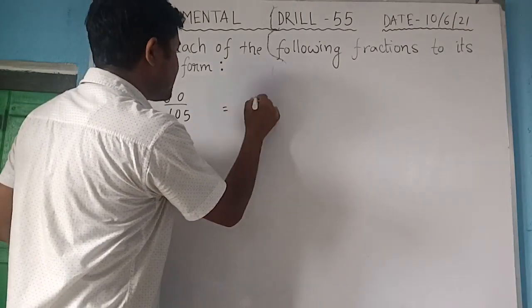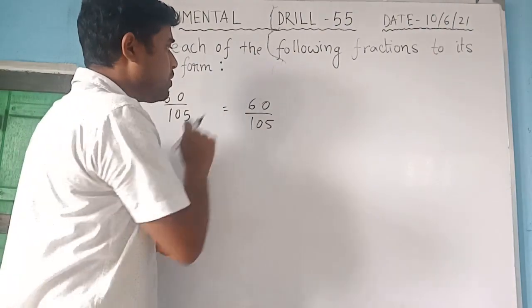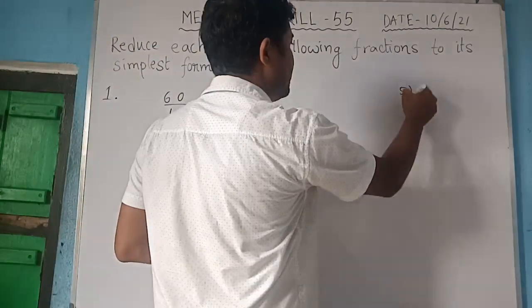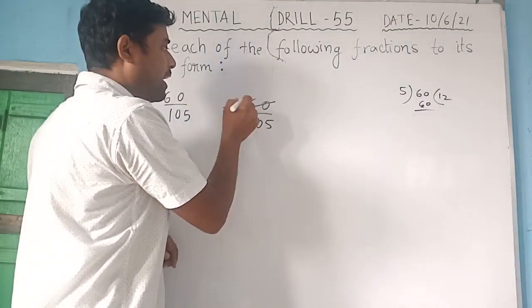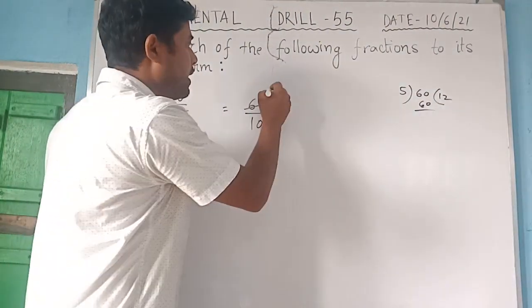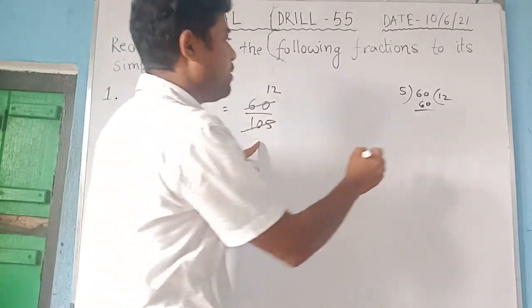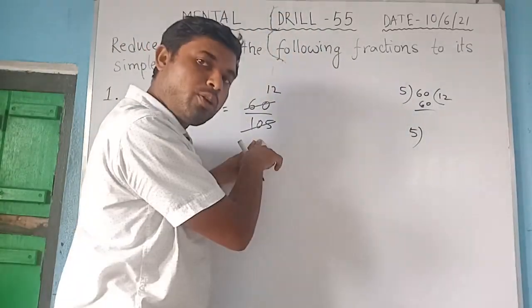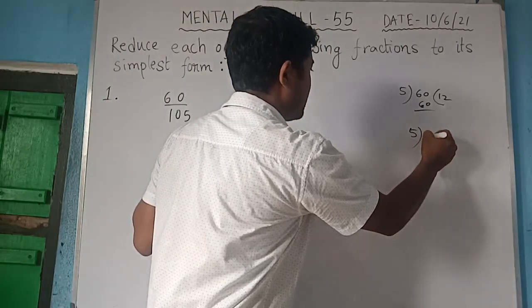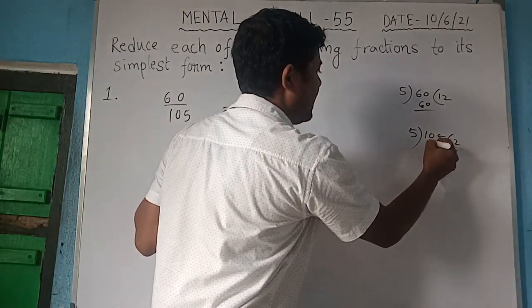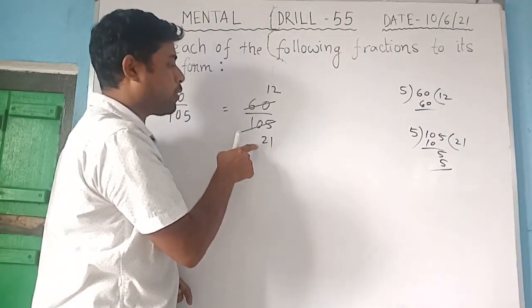So write it again, 60 by 105. Now by which number can you divide it? By 5 you can divide it. If you divide 60 by 5, obviously you know this will be 12. Cut means we are dividing. If you divide this by 5, what will you get? You can do it mentally, but if you can't, just do the division this way, 105. By 5 you get 21. Now 12 and here 21.